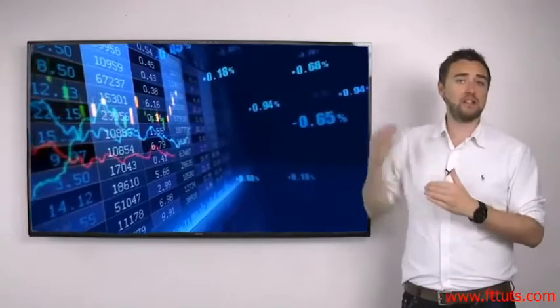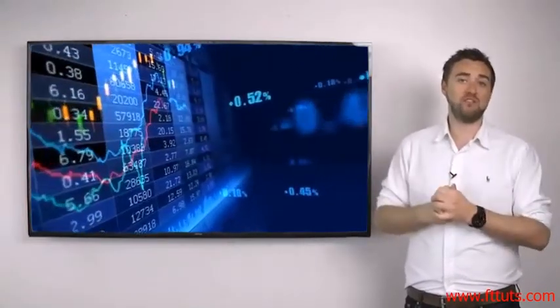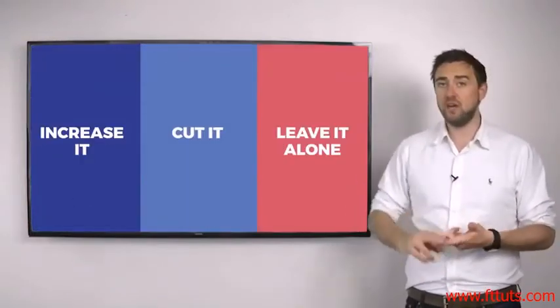The question you should be able to answer is very simple. What does the market currently expect each bank to do in the next 6 months with its interest rate? There are 3 possible answers, and they are increase it, cut it, or leave it alone.